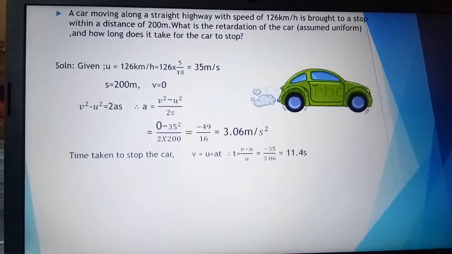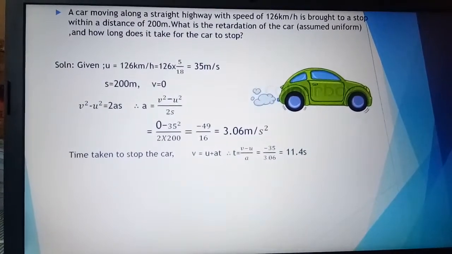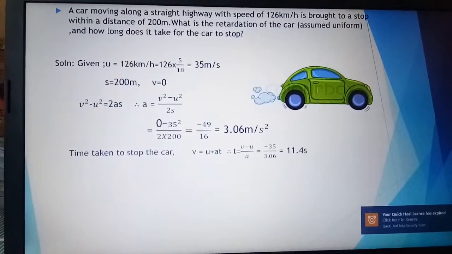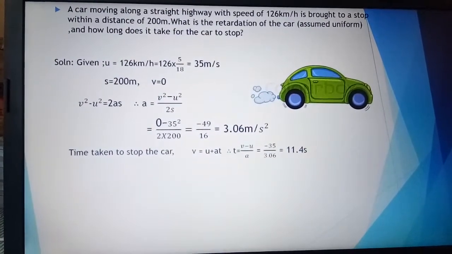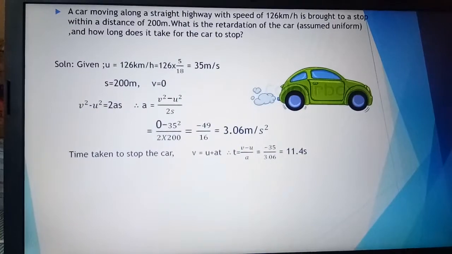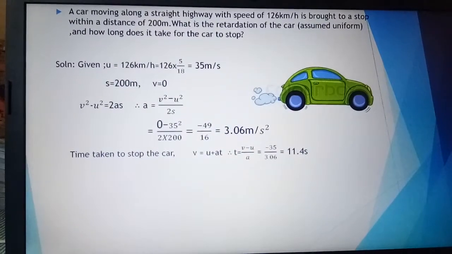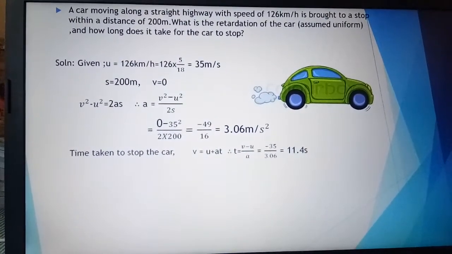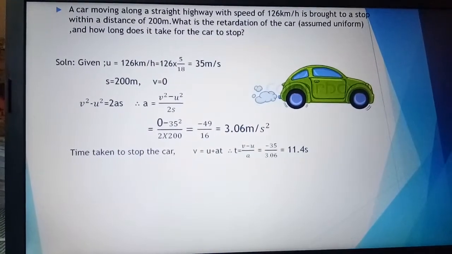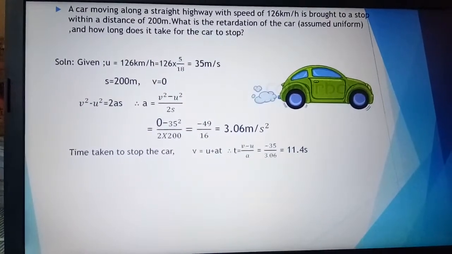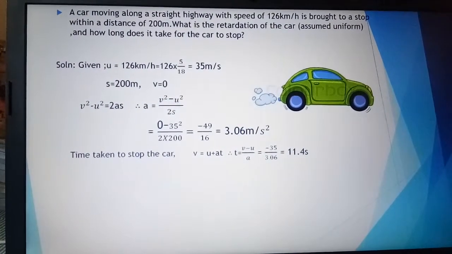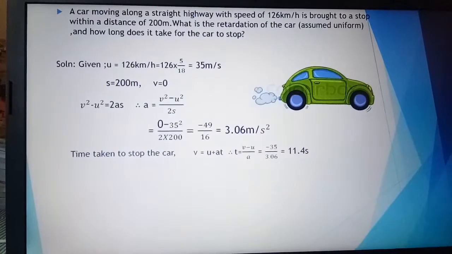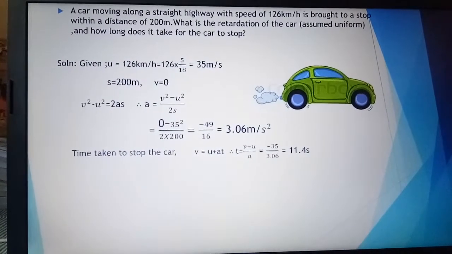V is 0, therefore substituting the values of v, s and u, we get a equal to 0 minus 35 into 35 divided by 2 into 100. If you cancel out, we get finally minus 49 by 16. Minus 49 by 16 results in minus 3.06. So acceleration is minus 3.06. It means it is retarding.